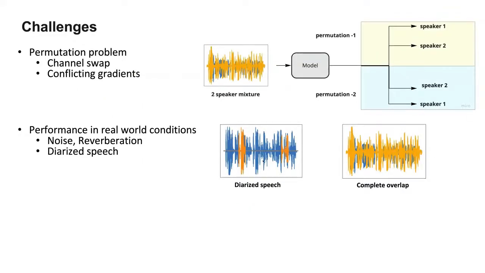Now I'll briefly discuss the challenges associated with the problem. Firstly, the permutation problem. This refers to the channel swap during training, which can result in conflicting gradients, resulting in non-convergence of the network. Additionally, the presence of noise and or reverberation can degrade the performance of separation severely. And most real-world speech exists in diarized form, where mixtures briefly overlap instead of complete overlap, on which most separation systems are trained.